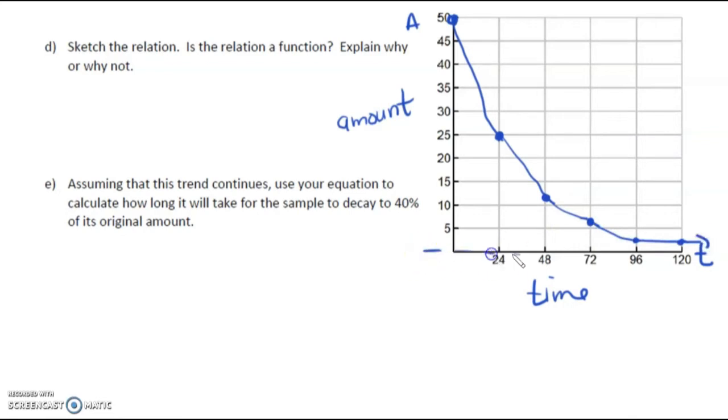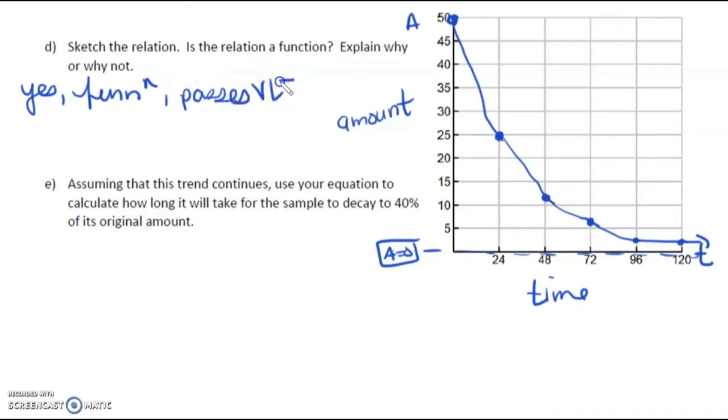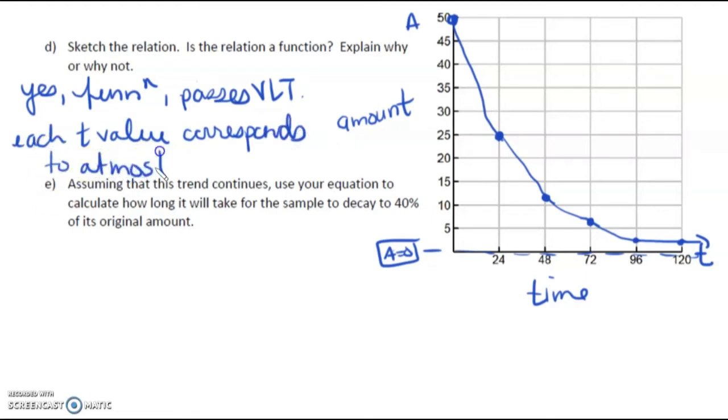And this exponential graph is going to approach a equals 0, this horizontal asymptote. And yes, this is a function. The reason is, we can say it passes the vertical line test. But we can also say each x, which is the t value, corresponds to at most one a value.